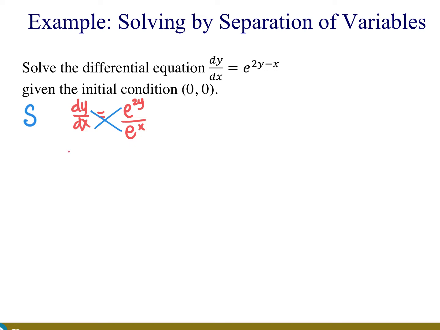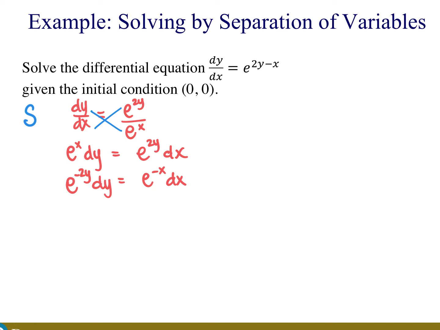That gives me e to the x next to dy, and it gives me e to the 2y next to dx. So everything's on the wrong side. I've got an e to the x on the wrong side, and I have an e to the 2y on the wrong side. So I need to clean that up and have e to the negative 2y on the left and e to the negative x on the right. So that's all the steps of separation. Then we're ready to do integration.